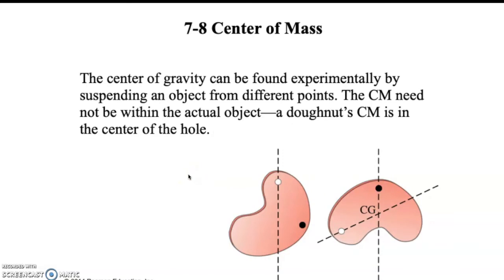The center of mass does not need to be within the actual object, okay? So like a donut, right? The center of mass is in the center of the hole, so therefore the object does not have to be solid. It can be something that's open. So here we have an object, and we hang it here, and we can find the center of mass. And if we hang it here, the center of mass will be here. So we can find it by suspending it from different points.